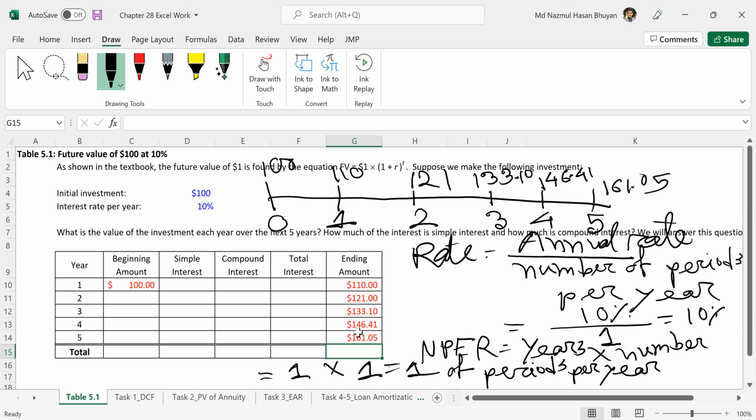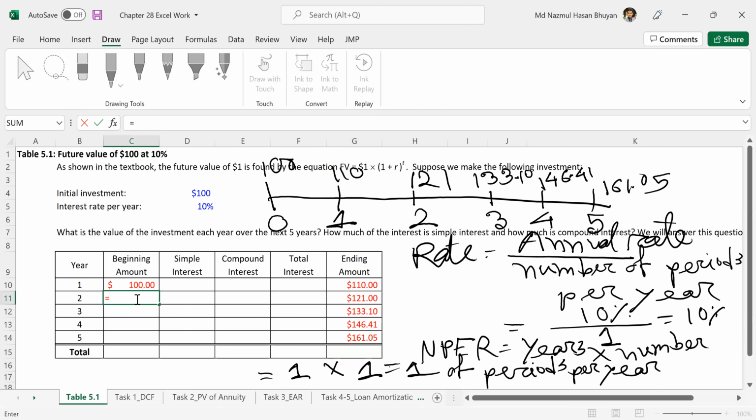Now we want to fill up the column for the beginning amount. So the ending amount of year number 1 should be the beginning amount of year number 2. Likewise, the ending amount of year number 2 should be the beginning amount of year number 3, and so on. So you close the account for a particular year, and then with that amount you start a new year. So this is the concept.